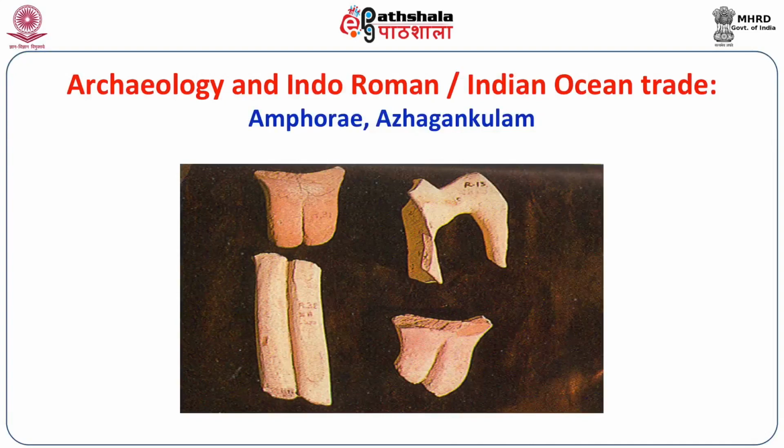What do you see in this particular image is amphora handle from the site of Aragankulam. The Roman wine came to India through the ship. So Roman literature talks about this kind of trade in wine as well as traders carrying wine for their own use. So this evidence is also very important.